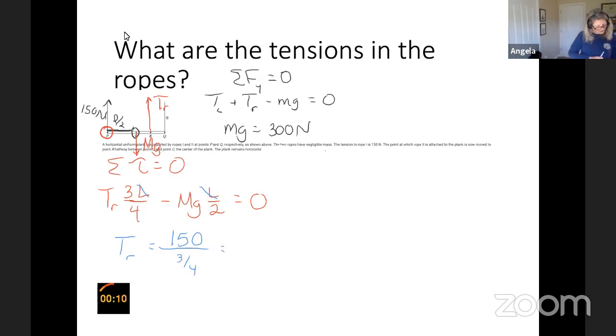So what is that? 50 times 4 is 200. 200 newtons, which means that the left rope must be pulling up with 100 newtons because those 2 ropes have to support the weight of the beam. And if the beam is 300 newtons and the right string pulls up with 200 newtons, the left string must pull up with 100 newtons.